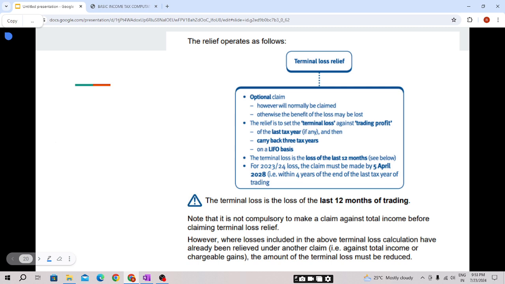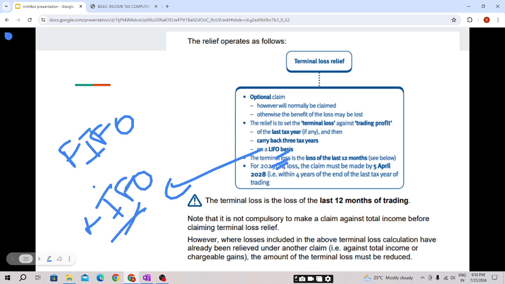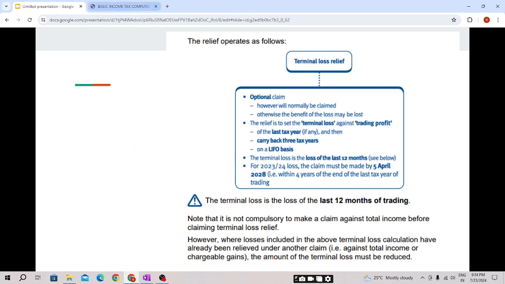But here the loss will be set off against the previous 3 tax years' trading profit on a LIFO basis, not FIFO basis. FIFO basis is only for the opening year use, but for terminal loss it is LIFO basis. Please do keep in mind, it will start from the latest year, that is the previous year. Now we will do a question so that we have a better understanding.